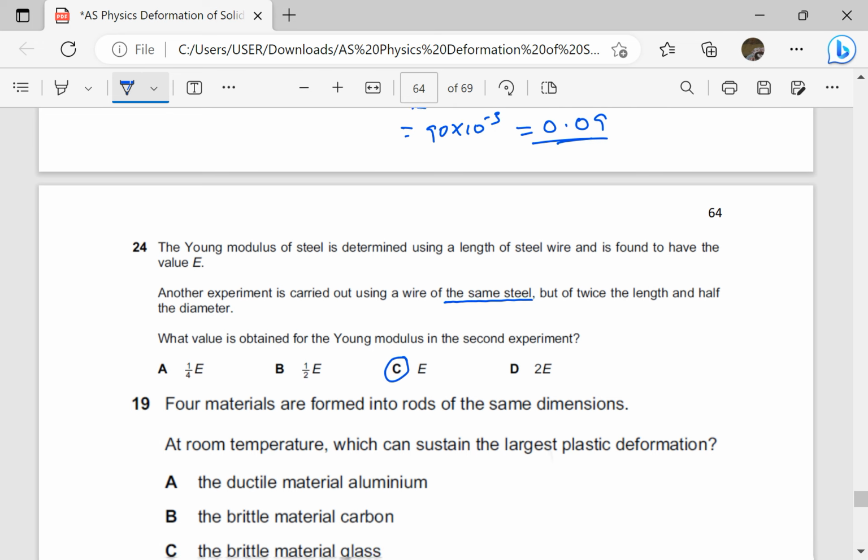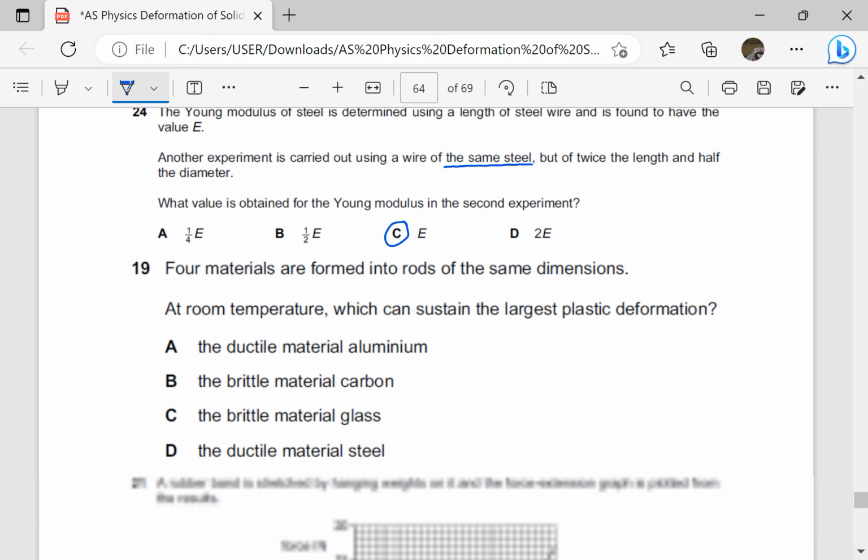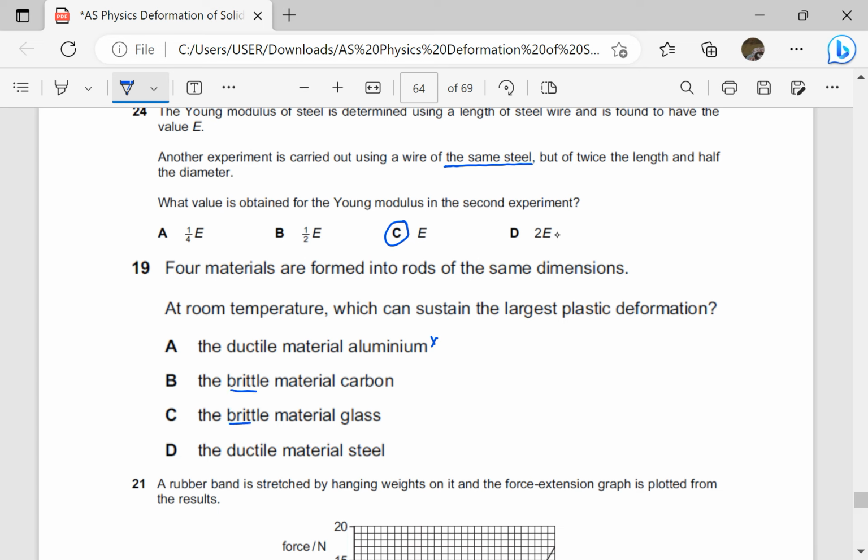automatically C. Four materials are formed into rods of the same dimensions at room temperature. Which can sustain the largest plastic deformation? The largest plastic deformation. A ductile material of aluminium, that is not correct. The brittle, of course, is going to easily break. A brittle, those two are out.